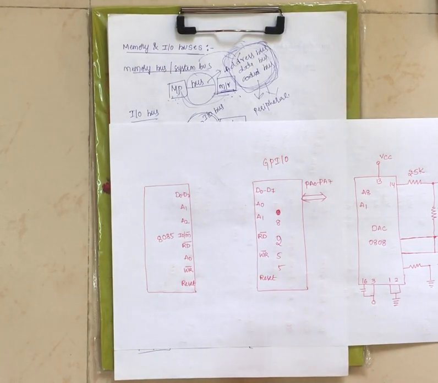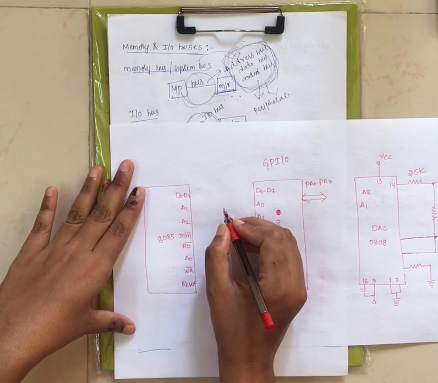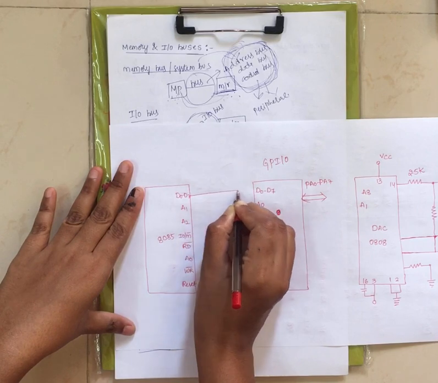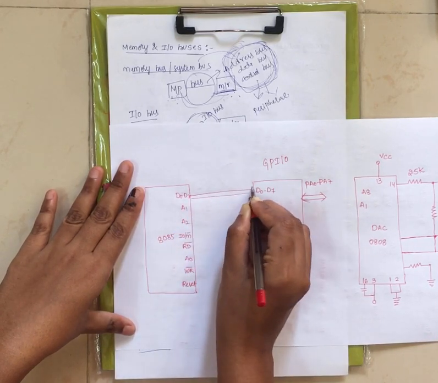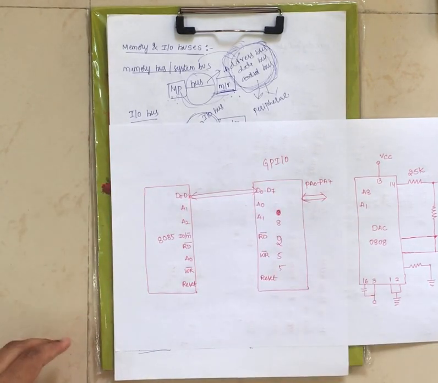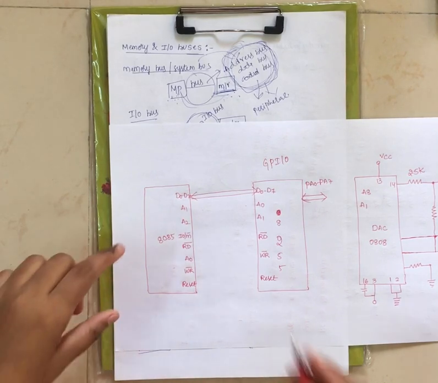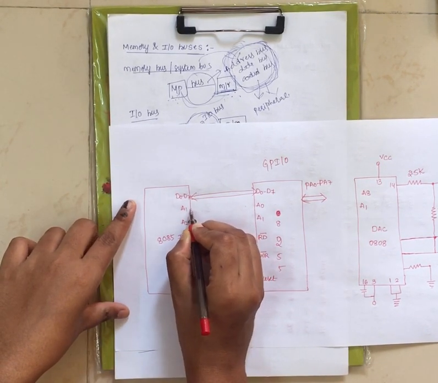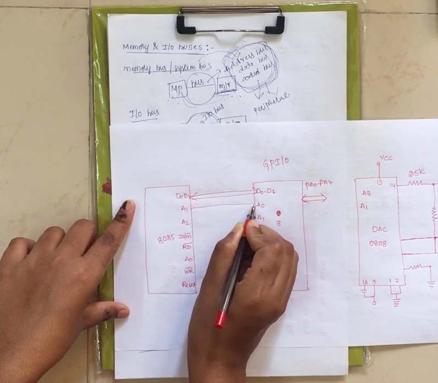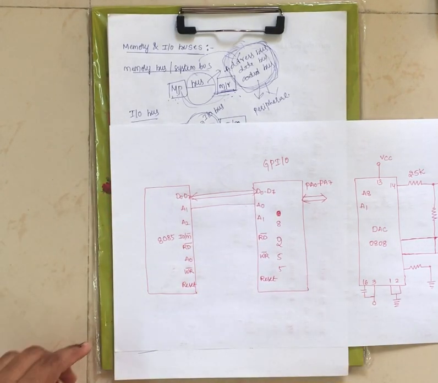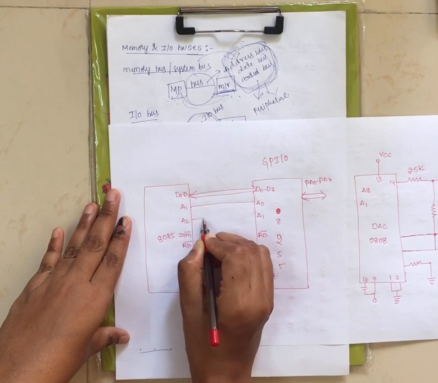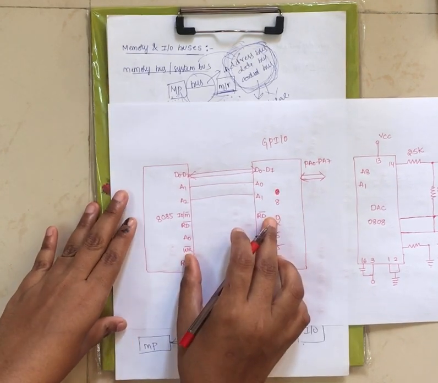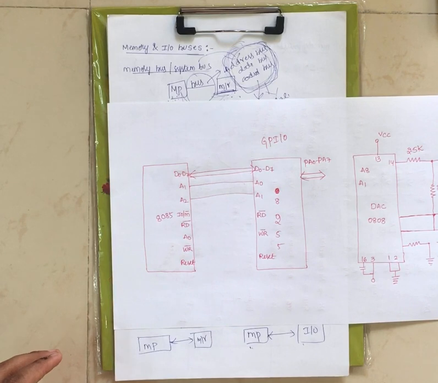First, we have seen this interfacing part in the previous lecture, but anyhow I am explaining it again. D0 to D7 data bits of 8085 are connected to the data bits of 8255. Address line A1 of 8085 is connected to address line 0 of 8255, and address line A2 of 8085 is connected to address line 1 of 8255.